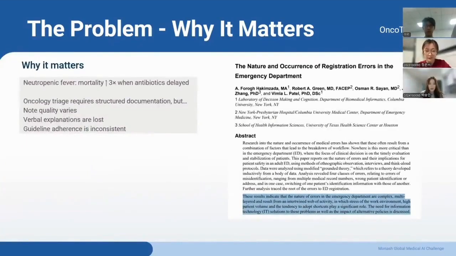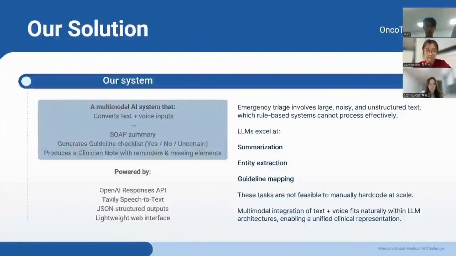To address this problem, we built OncoTriage Assist, a web-based multimodal decision support tool designed specifically for emergency oncology. Here's how it works. The system takes historical unstructured text, current symptoms, and optionally voice recordings and processes them through an LLM-based pipeline. It then outputs a structured clinical summary in seconds, automated charting to reduce workload, and a mandatory oncologic emergency checklist for guideline safety. In other words, it delivers the right information to doctors at the right time.